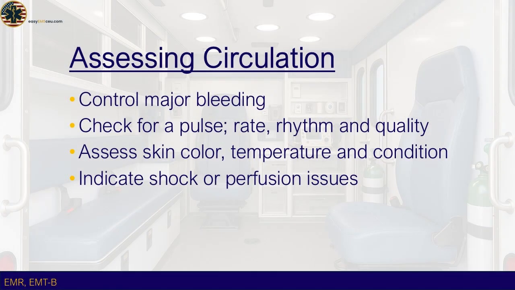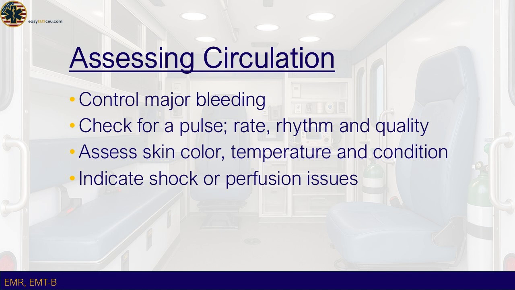Following the critical assessments of airway and breathing, the next crucial component of the primary assessment is the evaluation of the patient's circulation. This multifaceted assessment focuses on ensuring adequate perfusion of oxygenated blood to the vital organs and involves systematically checking for major bleeding, evaluating the characteristics of the patient's pulse, and assessing the color, temperature, and condition of their skin.